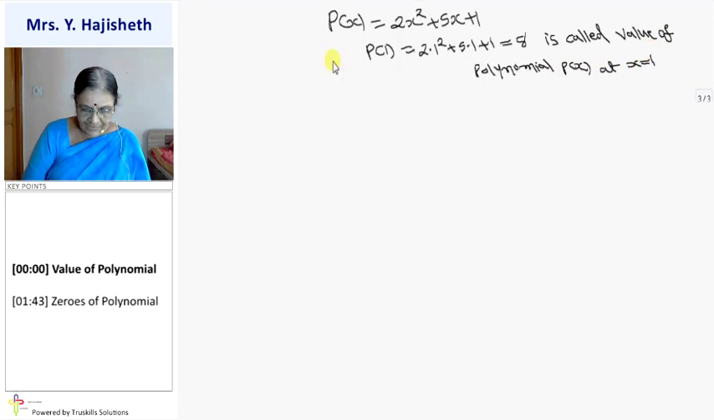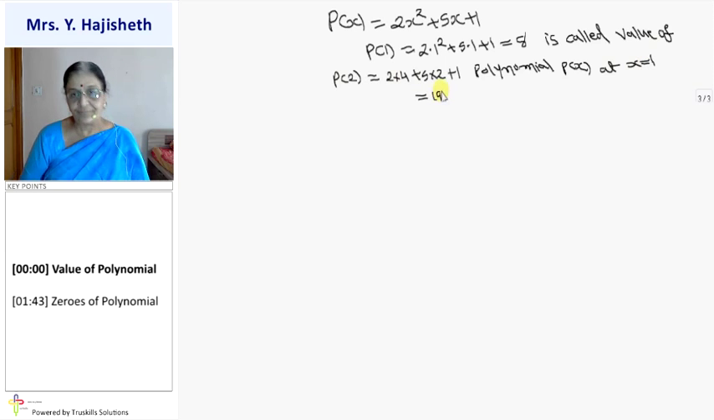If I put x is 2, then my p(2) will be 2 into 4 plus 5 into 2 plus 1. So it will be 19. So 19 is called the value of polynomial at x is 2. Clear?